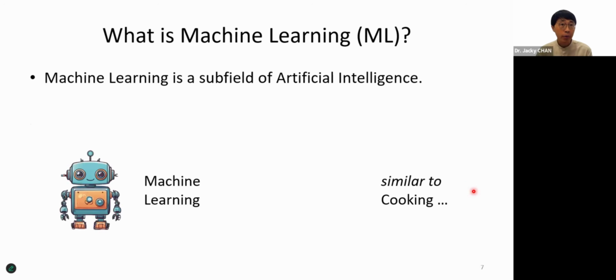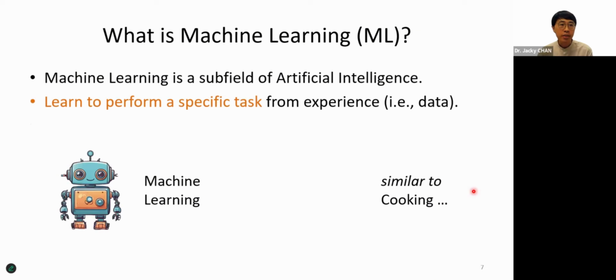Machine learning is a subfield of artificial intelligence. Under AI, there are many subfields: computer vision, CV, natural language processing, NLP, and this one, machine learning. The aim of machine learning is to learn to perform a specific task from experience.